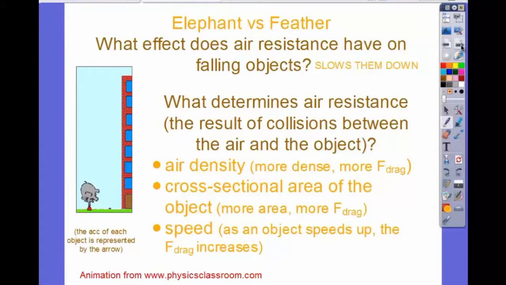Density refers to the amount of particles in a certain volume. So it makes sense that if the air is more dense, there's going to be more drag or more air resistance. We often refer to air resistance as drag. The second is the cross-sectional area of the object.